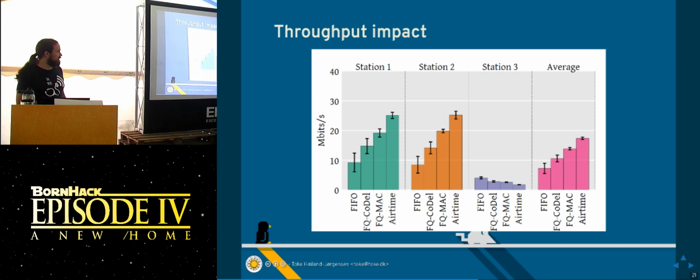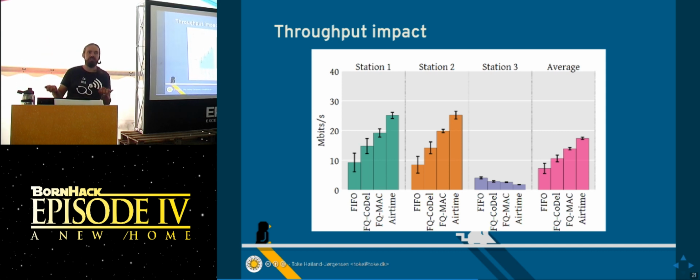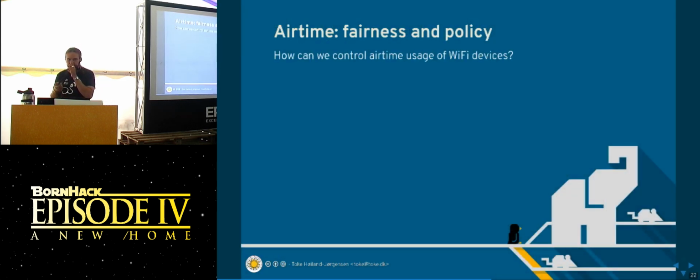We have more packets ready to go. And for slow stations, that decreases throughput. I'll come back to that, but it means that the aggregate throughput of the whole network increases because the fast stations can now go faster, which is good. But we have this thing in Wi-Fi where airtime usage is really the scarce resource. It's not bandwidth, it's the time you spend transmitting to different stations. And how can we control that?